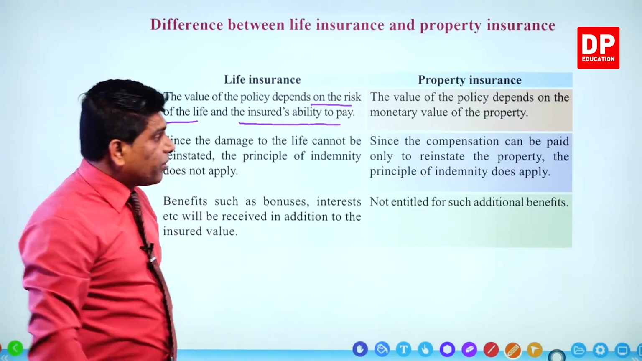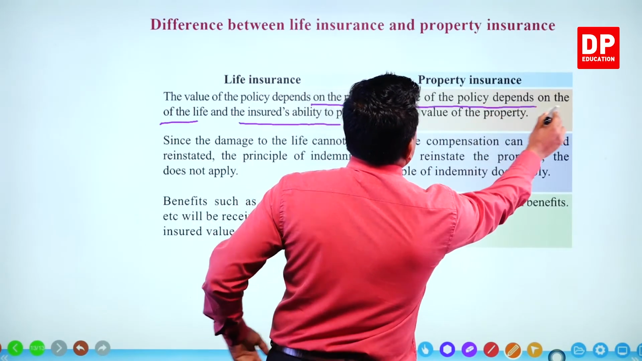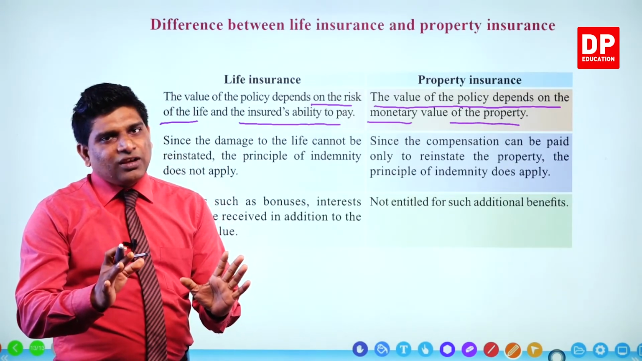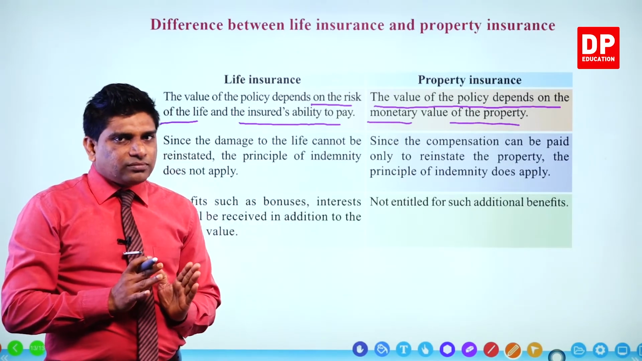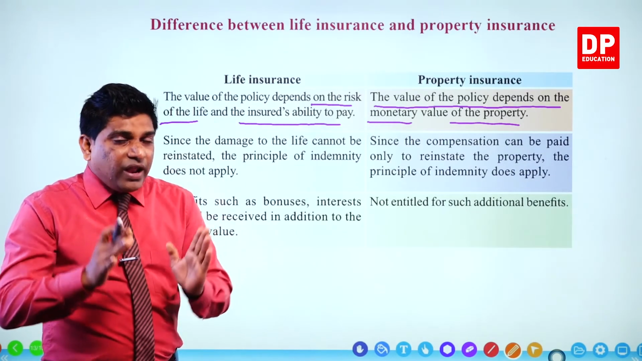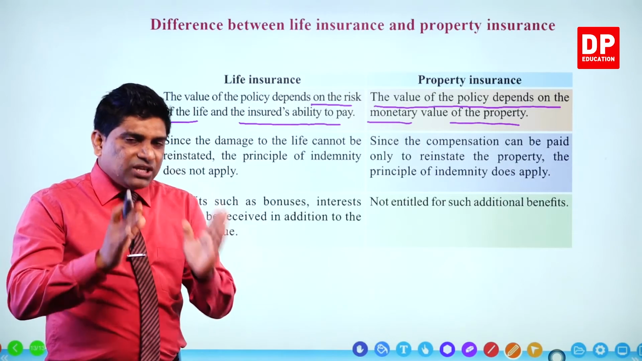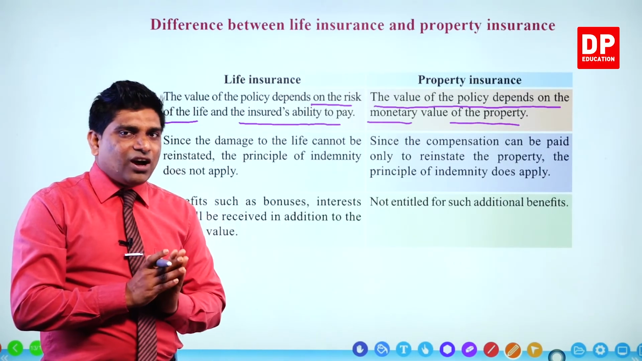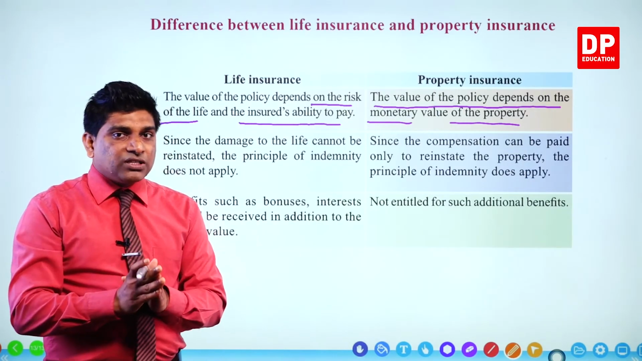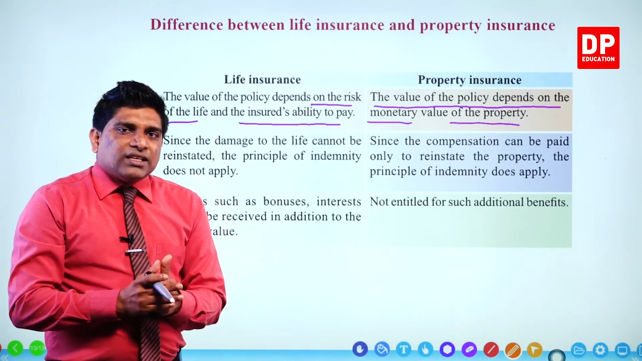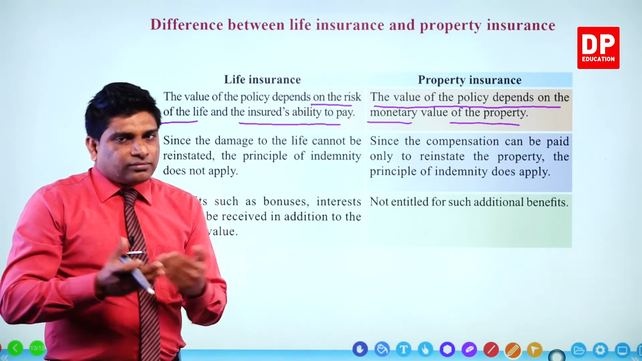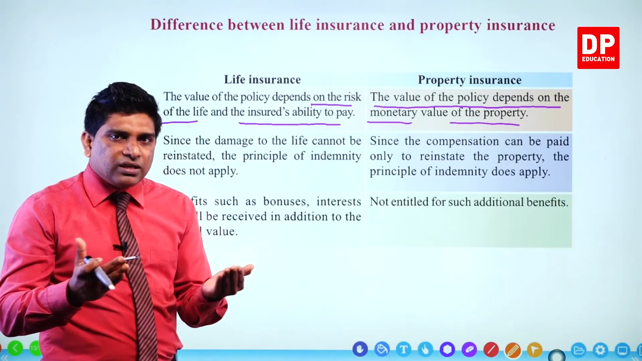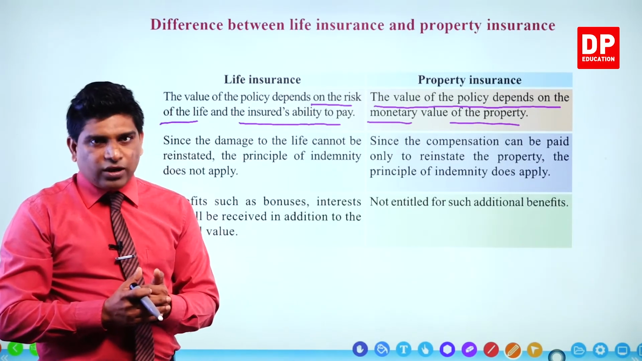But you remember, in property insurance, the value of the policy depends on the monetary value of the property. You can't decide the value of the property. The insurance company will measure the market value of the property related to the insurance policy, right? So they will decide how much you have to pay when you get an insurance policy for your property. But you can decide your ability to pay. Then you can start the insurance policy by yourself. How much you can pay, they will create a policy according to your requirement, right?